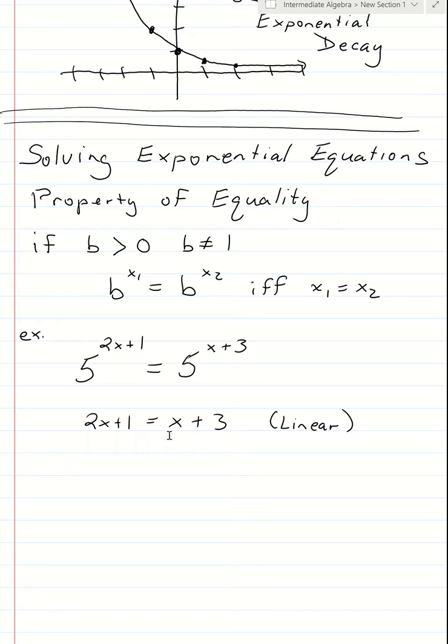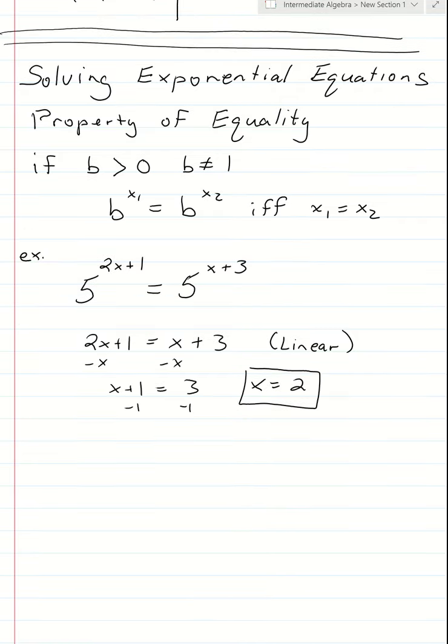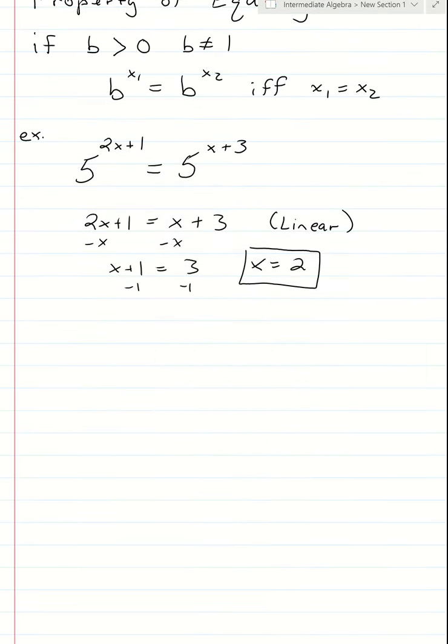So if 2x plus 1 equals x plus 3, and now we want to solve for x, I'm going to subtract the x over. That would give me x plus 1 equals 3. And if I subtract the 1 over now, we would get, of course, x equals the number 2. And that would be your solution. x equals 2 is the solution to our very first exponential equation. Once again, we used the property of equality. Let's try another one.